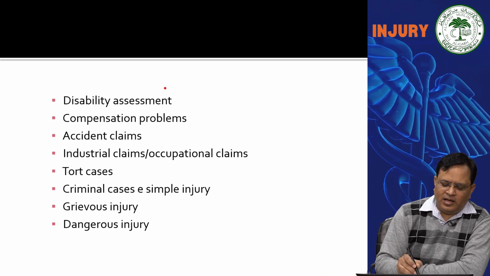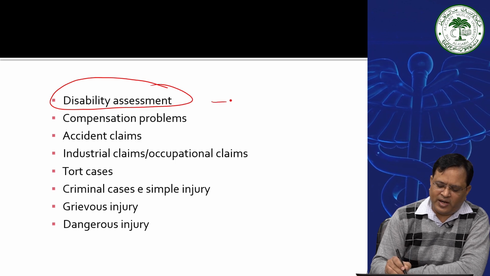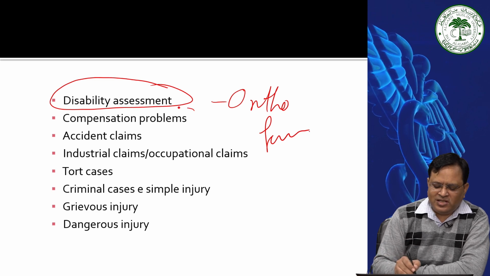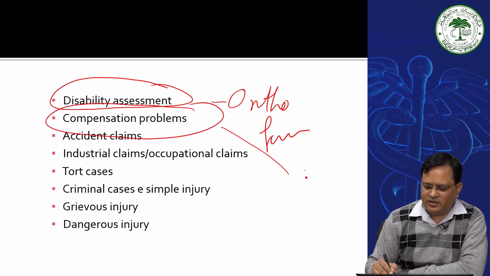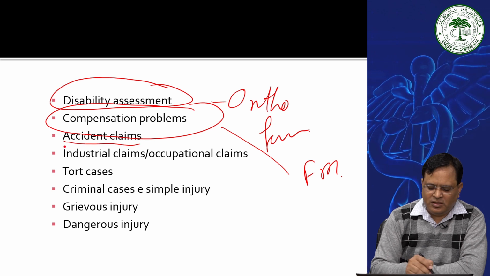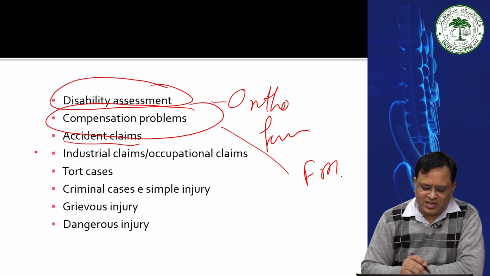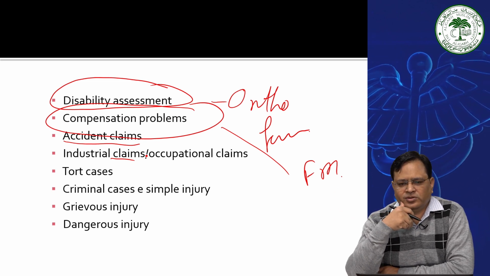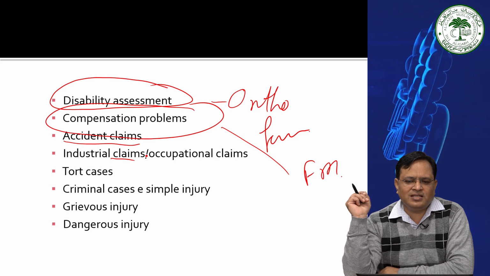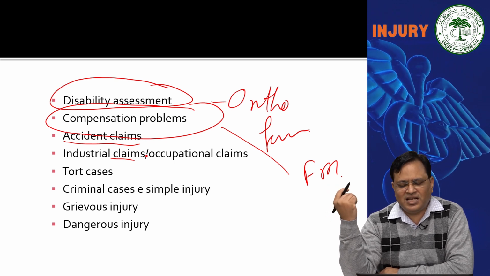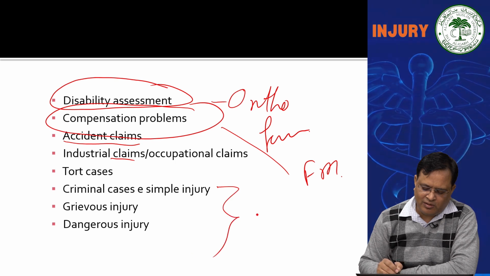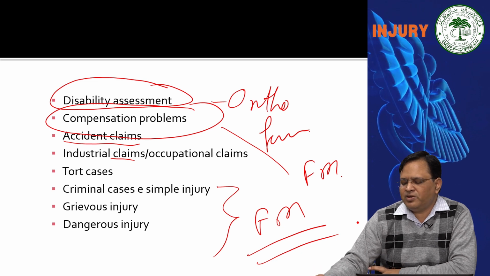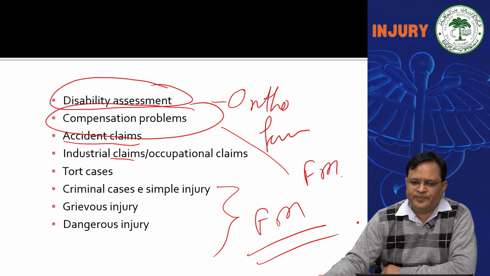Disability assessment generally comes to the orthopedics department, ortho or forensic. Compensation is generally in forensic medicine. Accident claims are part of investigation. Industrial claims are also part of claims. Tort cases are also sub judice. Criminal cases, simple injury, grievous injury, dangerous injury, are also our forensic medicine domain. We should be very clear about the criminal cases that can precede or can come in the future.